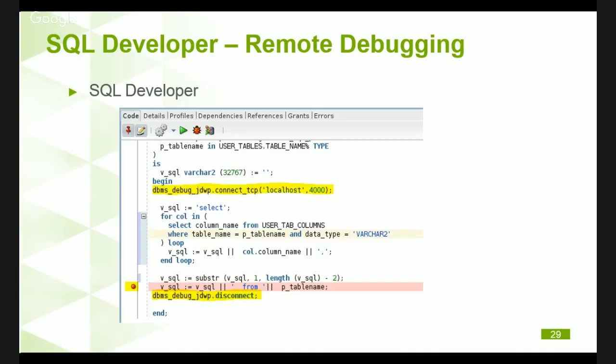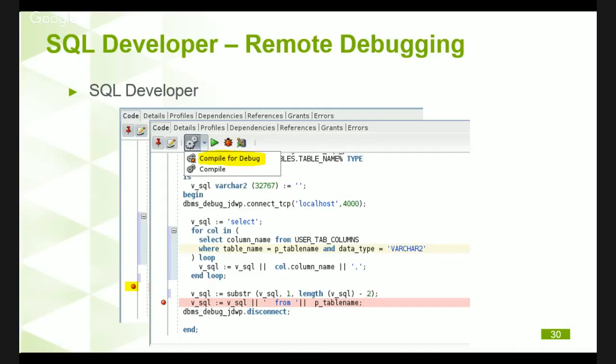Now in the stored procedure, we need to add 2 lines, those ones that are highlighted in yellow. You need to basically make that call to connect TCP, providing again the IP or the host name and the port number. And then at the bottom, when you want the session to break connection with the debugger, you would issue the DBMS_DEBUG_JDWP disconnect. Last thing you want to do is after you've made these changes to your stored procedure, you need to compile for debug. If you don't compile for debug, those sessions aren't going to be connected, and you won't be able to see the activity from your browser in SQL Developer.